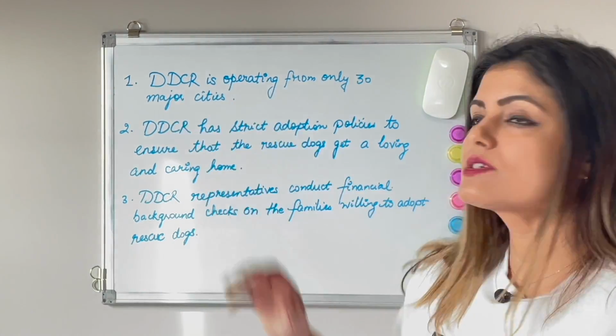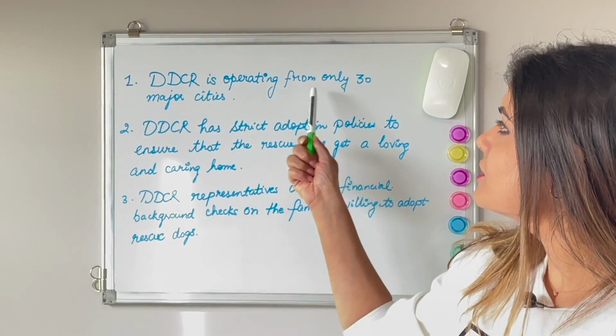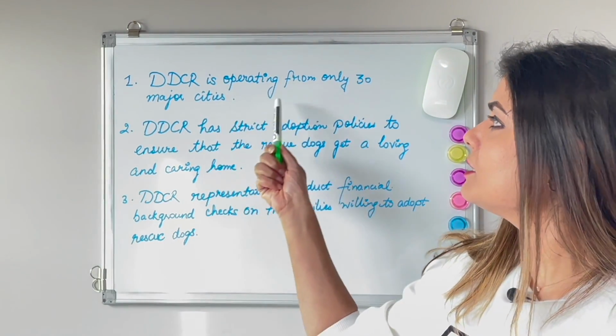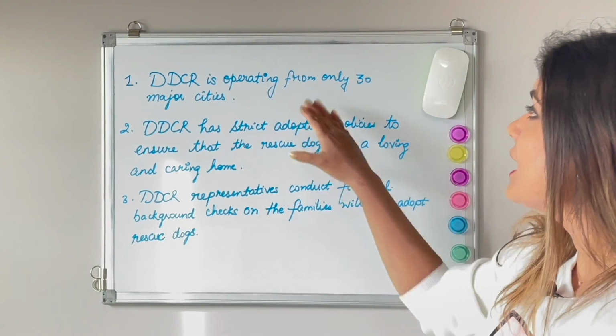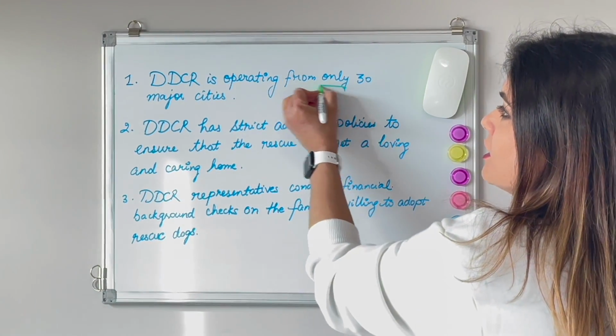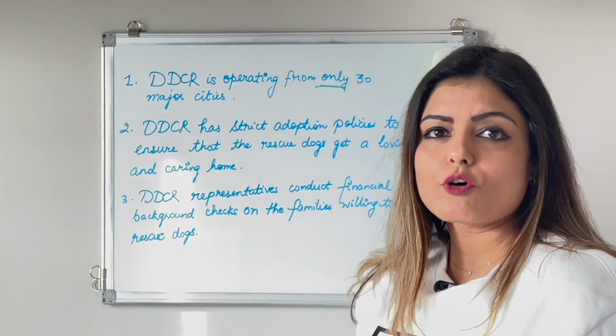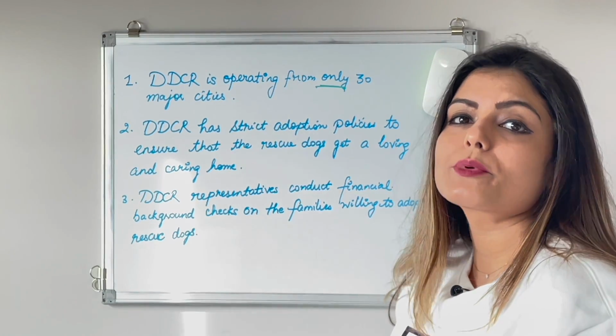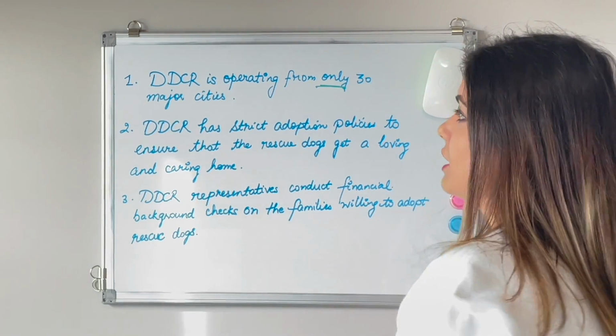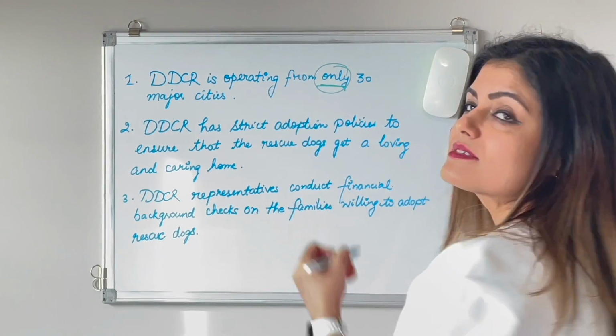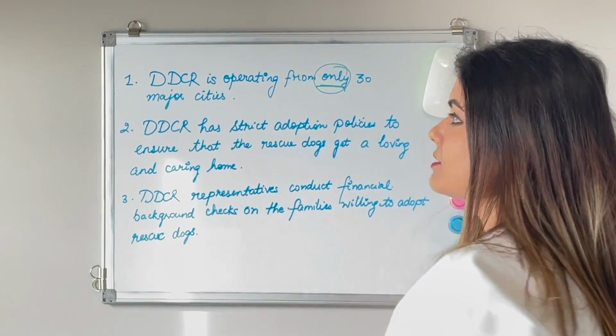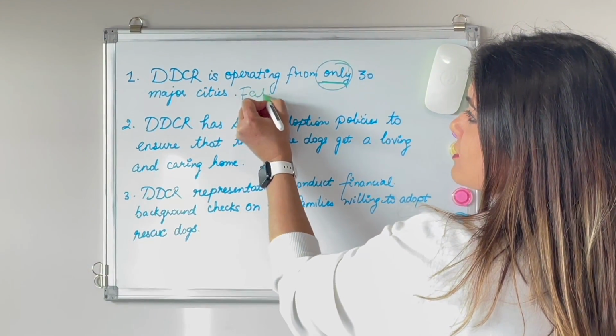The first question says DDCR is operating from only 30 major cities. Now they have used the word only. So this is clearly false because it is also operating from 15 rural areas. So the word only makes it a clearly false answer. So that would be false.